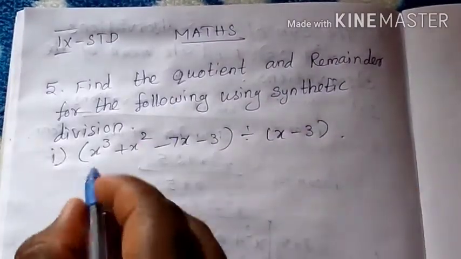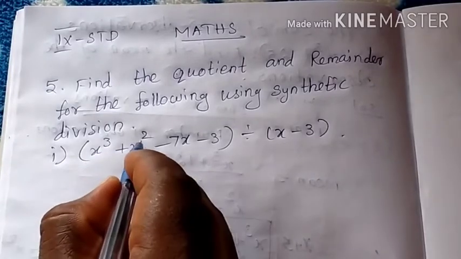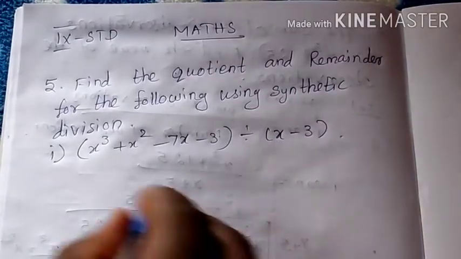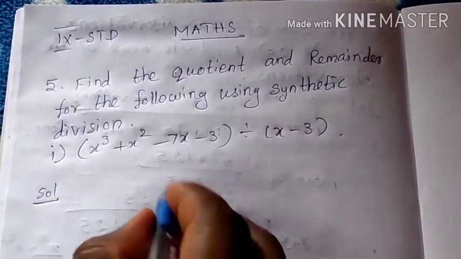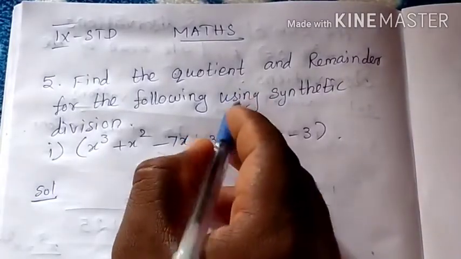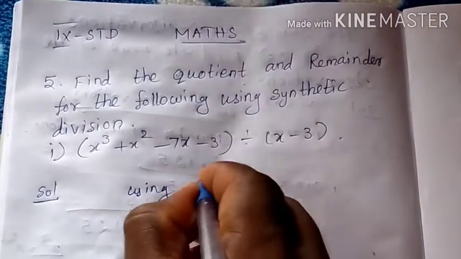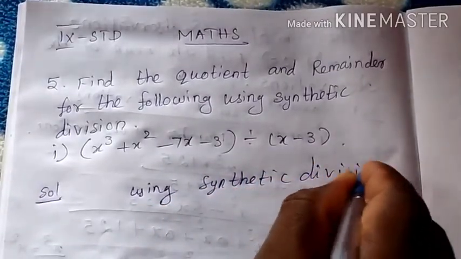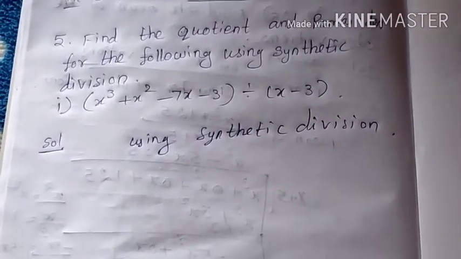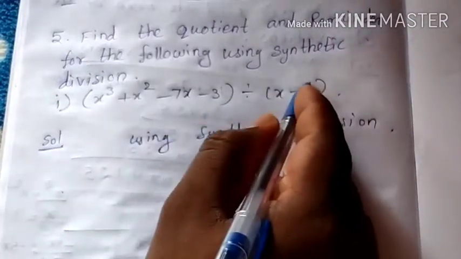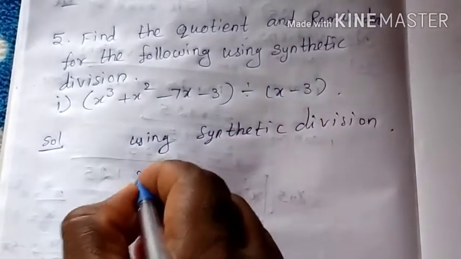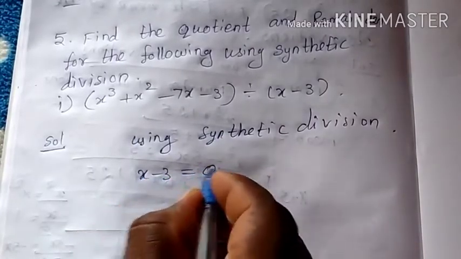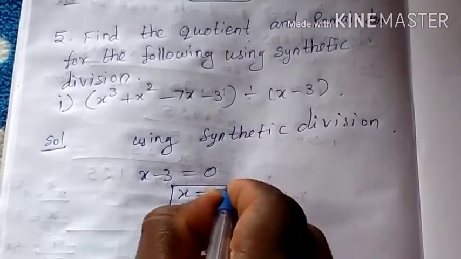The first question: x cube plus x square minus 7x minus 3 is divided by x minus 3. The solution, listen carefully, using the synthetic division method. Before we start, first find the zero of the divisor. x minus 3 is the divisor, so the zero of the divisor: x minus 3 equal to 0, so x is equal to 3.